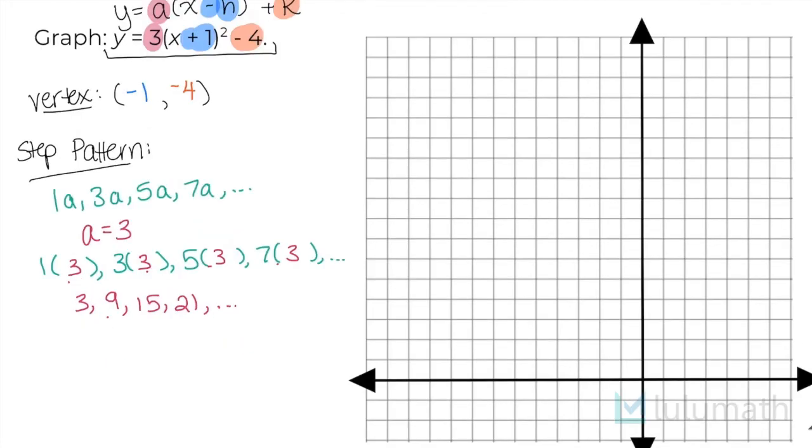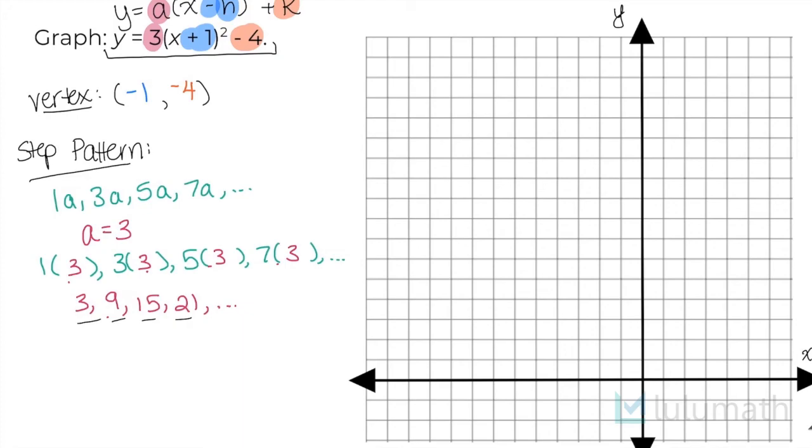Now again, we have to be strategic about where we want to place our x and our y axes. And we'll place our x-axis a little bit lower because our vertex is only at -1, -4. It's not that far below the x-axis, but our parabola opens up as shown by our positive step pattern, and our parabola is going to be quite stretched vertically, so we need to have enough space above the x-axis.